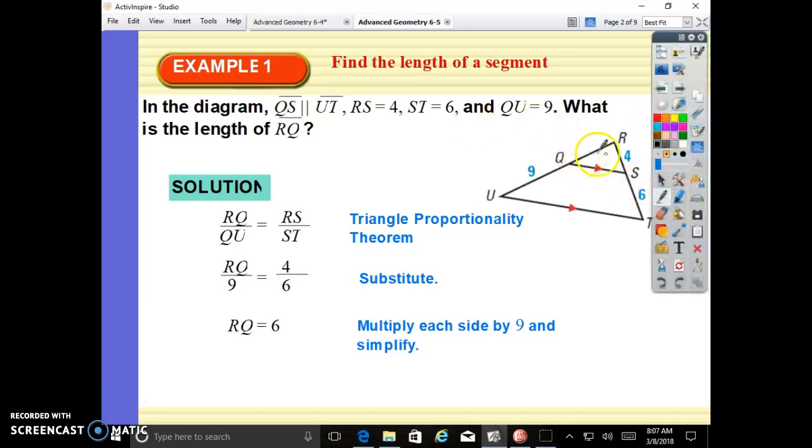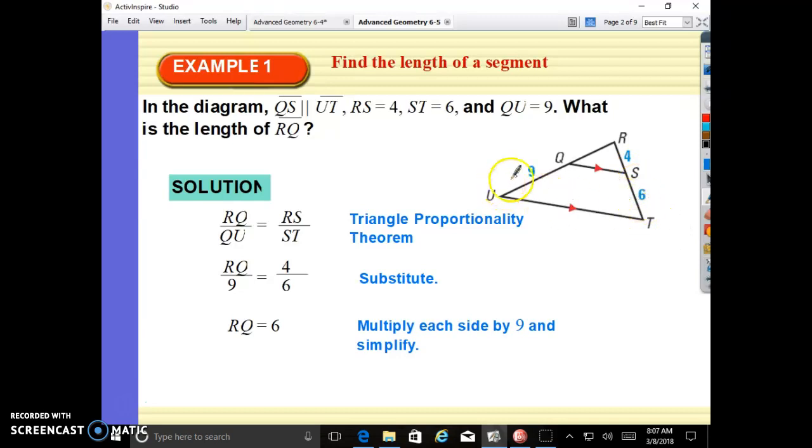So, let's see. They already put the 4 in, the 6 in, everything's already labeled, and they did label that these are parallel as well. We're looking for the length of RQ, right here. So what we need to do is just set up a proportion. RS is to ST as RQ is to QU. 4 is to 6 as X is to 9. So we can just put a variable here. Cross products and solve.